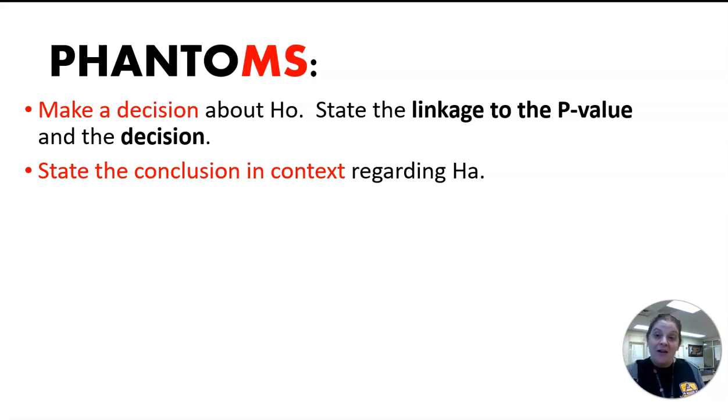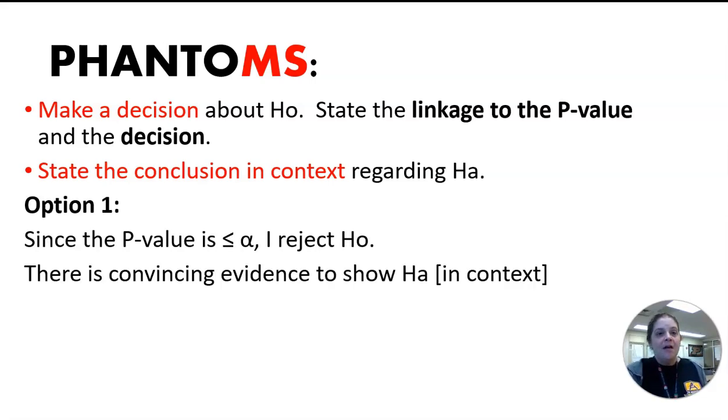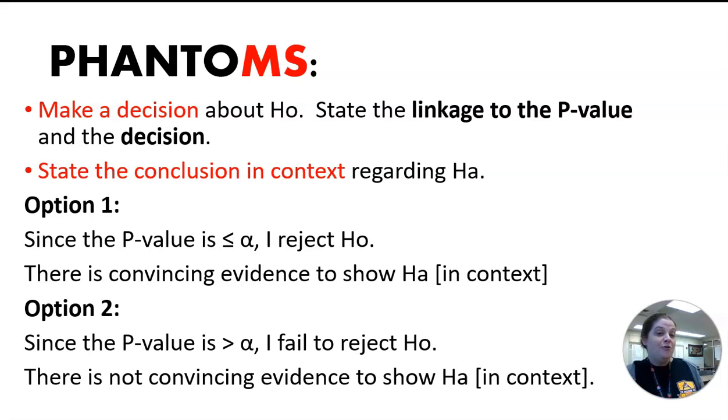P-value is less than alpha, I reject Ho, there is convincing evidence that there's a relationship between these 2 variables. There is convincing evidence that the distribution is different across these 2 groups. Okay. Remember that when the p-value is low, you're rejecting the null hypothesis because you're convinced about Ha. And if your p-value is greater than alpha, you fail to reject Ho because there's not convincing evidence about Ha.